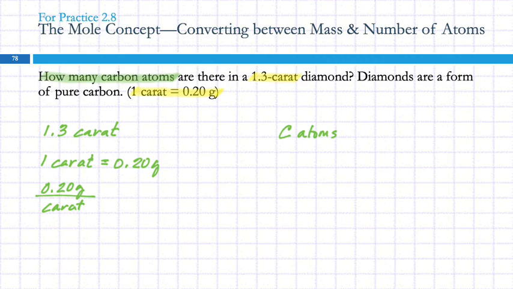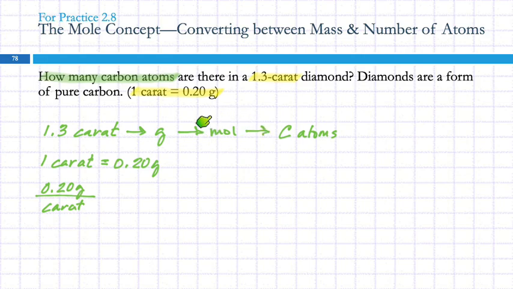Carat to gram. Yeah, we can do carat to grams because they gave us that relationship. We don't expect you to remember how many grams are in a carat. I don't remember. So we could go from carats to grams using the relationship they gave us. And then how do we get from grams to number of atoms? Grams to moles. And from moles we can go to atoms.